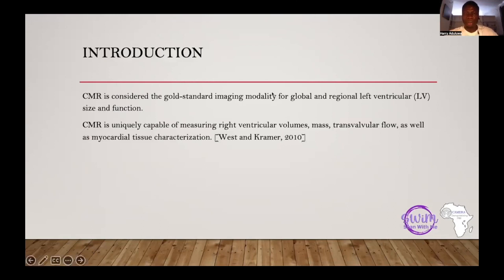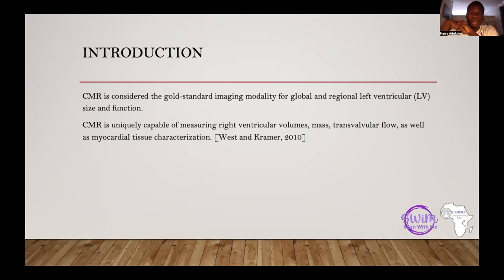Now, we cannot underrate the importance of cardiac MRI in our day-to-day practice, especially for global ventricular assessments. If you are doing cardiac MRI on a day-to-day basis, you realize that cardiologists and radiologists tend to want to know much about the left ventricle. And you'll be like, okay, what is going on? Why are they not also paying concentration to the right ventricle?